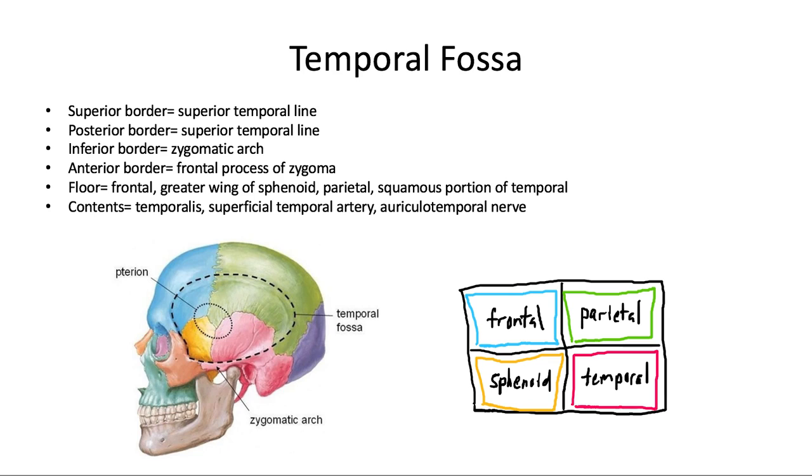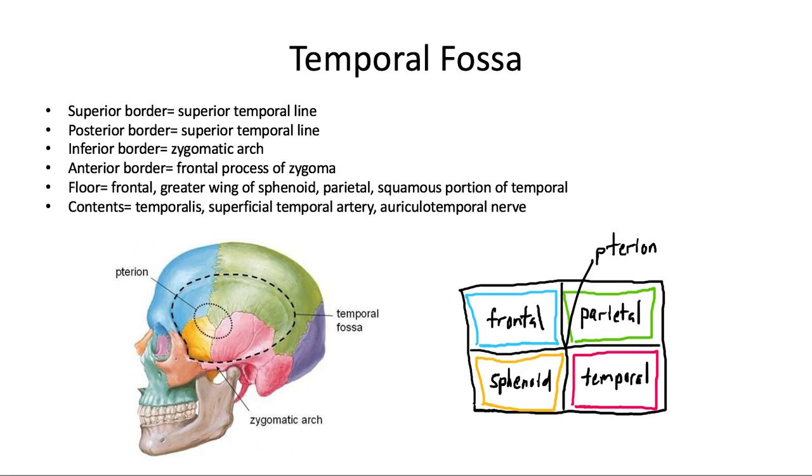So we can label this drawing a little bit more. At the center, where all four of these bones meet, is called the pterion. We talked about this in a previous video. This is a very weak part of the skull. That's because it is a junction point of four separate bones, and the middle meningeal artery runs right beneath that.